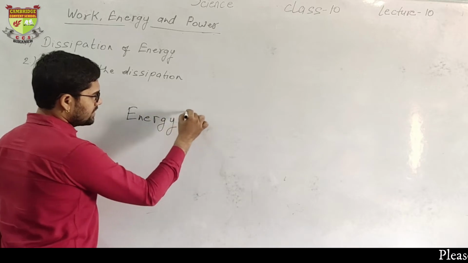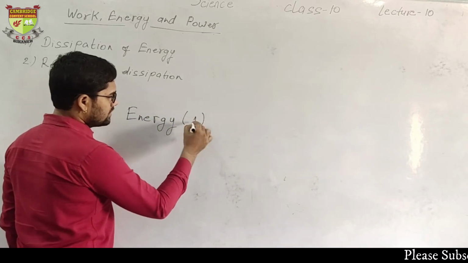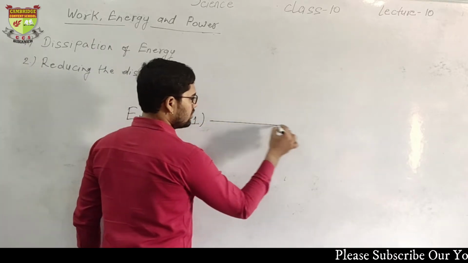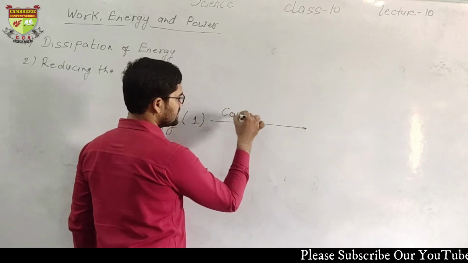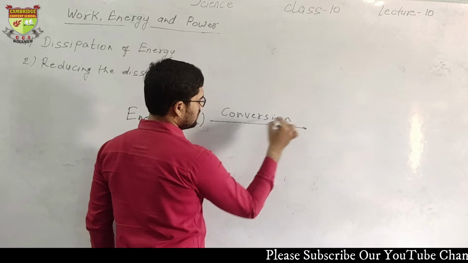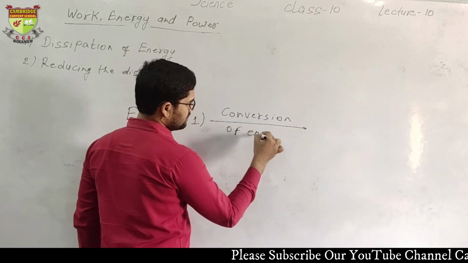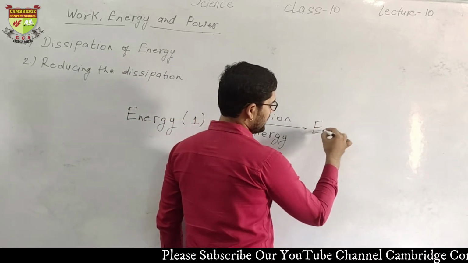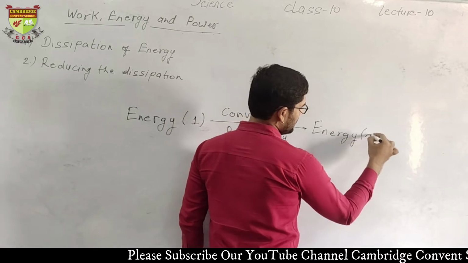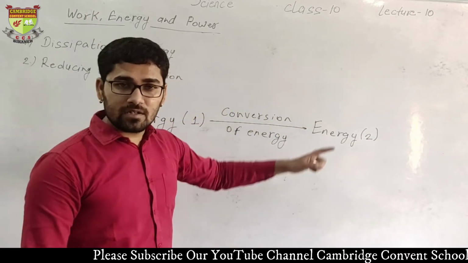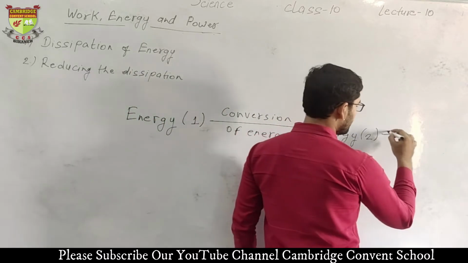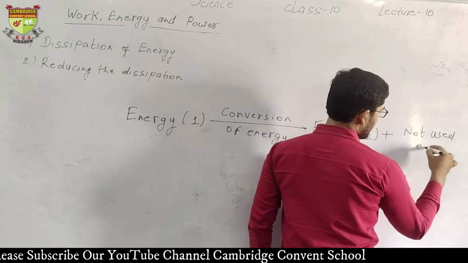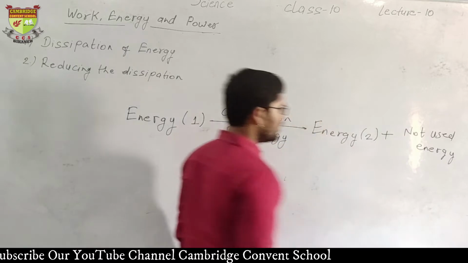So the condition is, we have some energy. I am writing here one. That says the first kind of energy is available to us. What will we do? We will do some conversion process. Conversion of energy. What after conversion? We shall get energy of second type. But there will be something else also. What is that? Not used energy.